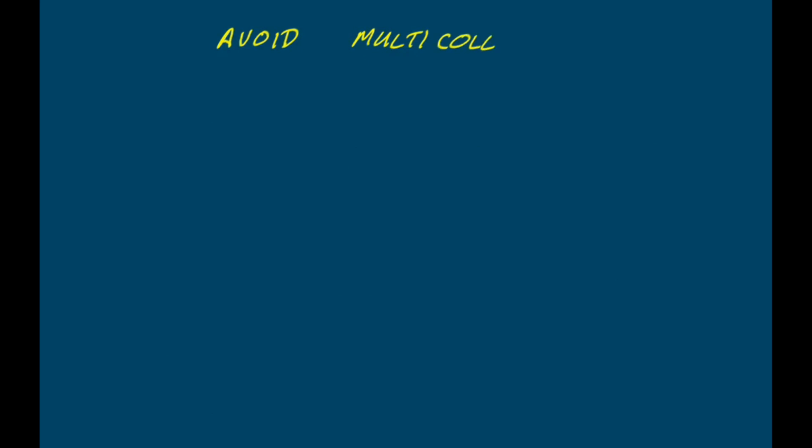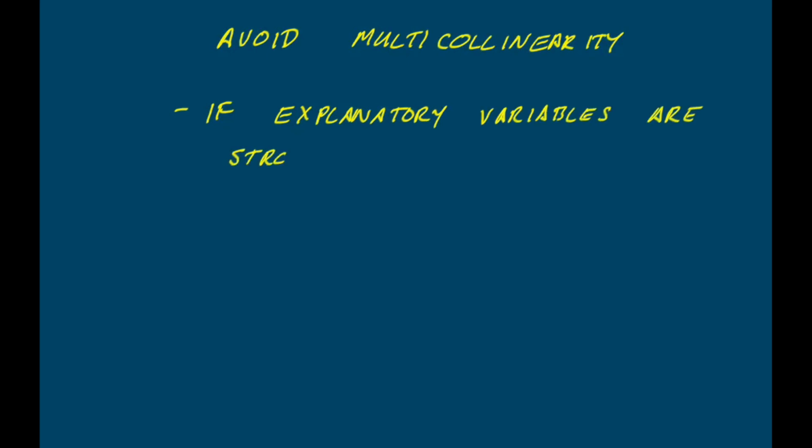Okay, last of all, I said we need to avoid multicollinearity. Well, first of all, what is multicollinearity? Multicollinearity is a problem in fitting statistical models that can arise when your explanatory variables are strongly correlated with each other. And when this happens, it's essentially difficult for the model to distinguish between the effect of one variable and the other variable because they're both so similar.